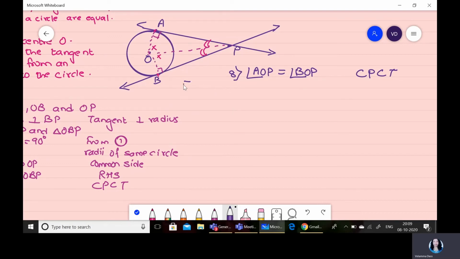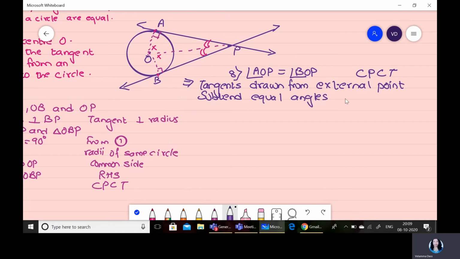So this can be framed as: tangents drawn from an external point subtend equal angles at the center. So you can use this fact that if you're drawing tangents from an external point, they subtend equal angles at the center. So here you can find very beautifully that angle AOP and BOP are equal, and you can use it for solving the sums.